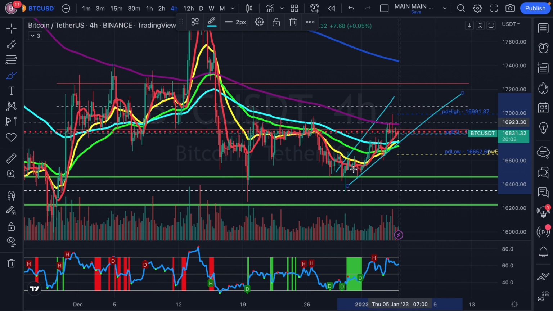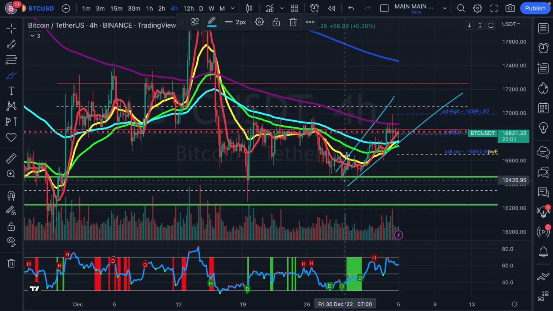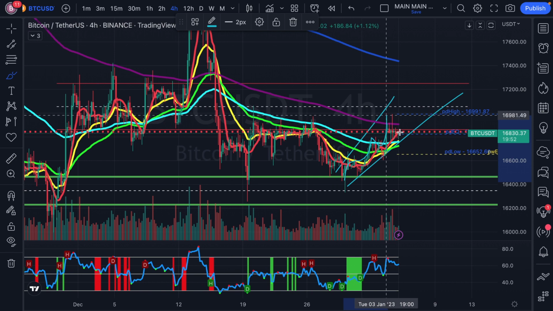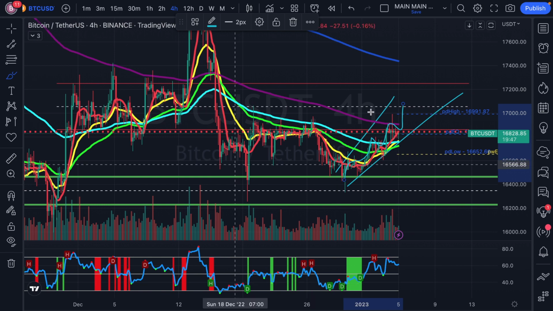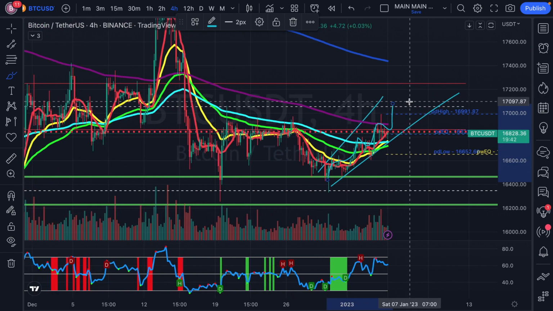So yeah, you came here, came here, came here. Now you come here. Ping pong. Okay? So an expanding wedge consolidation fractal pattern. That's what it looks like.